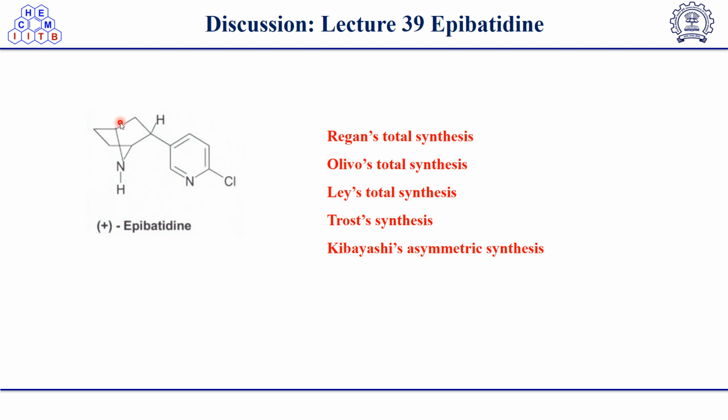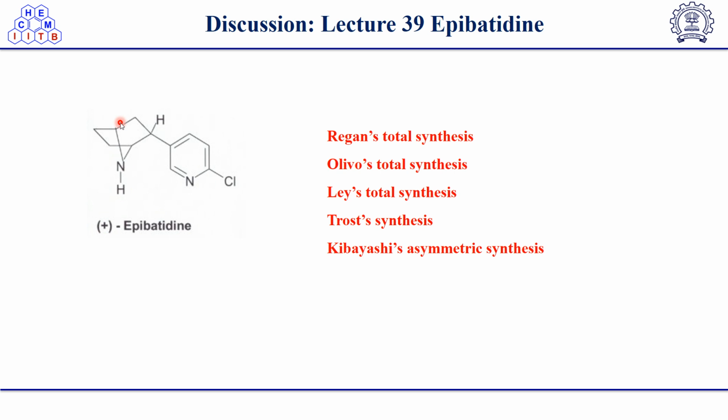Then in Trost's total synthesis, which was the first asymmetric total synthesis, completed in 1996, the key steps were palladium-catalyzed desymmetrization of cis-3,6-dibenzyloxy-2-cyclohexene and a palladium-catalyzed cross coupling. The starting material used was cyclohexadiene, and he could synthesize this compound in 10 steps with 13.36% overall yield.